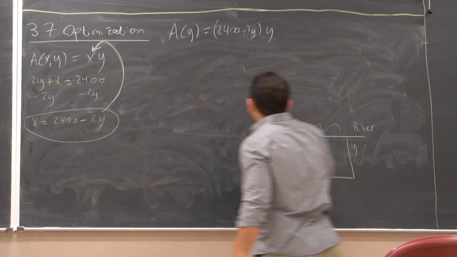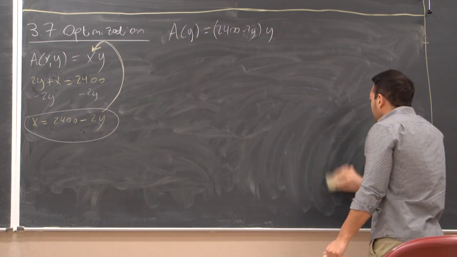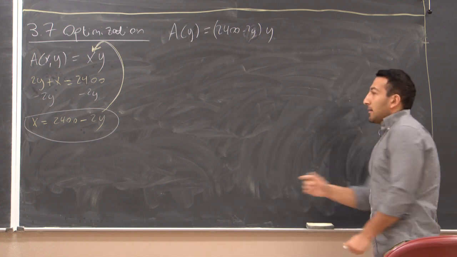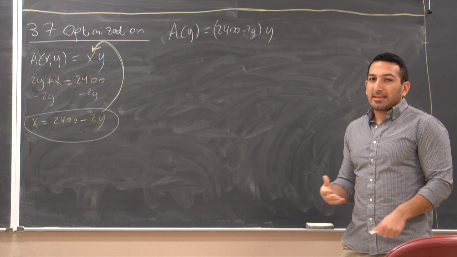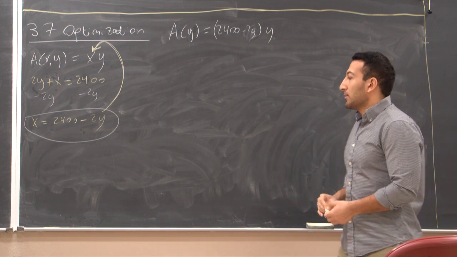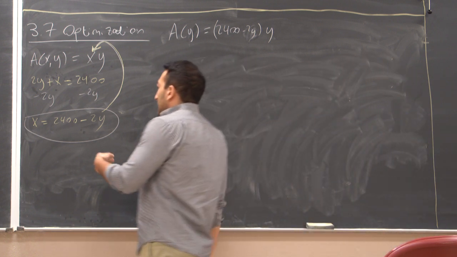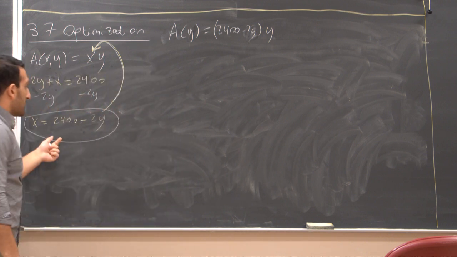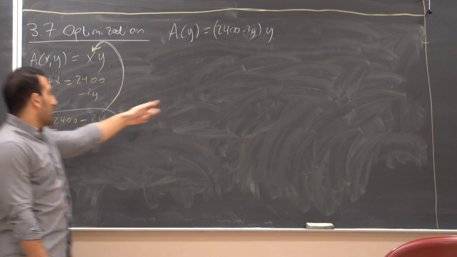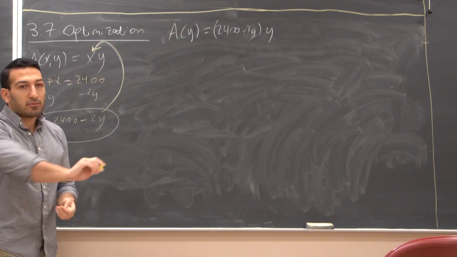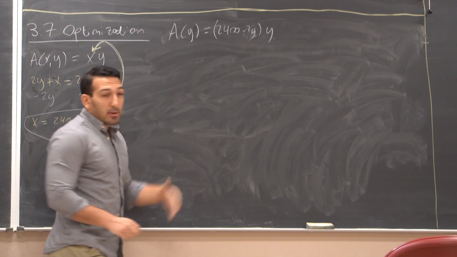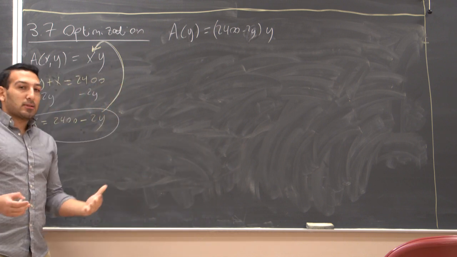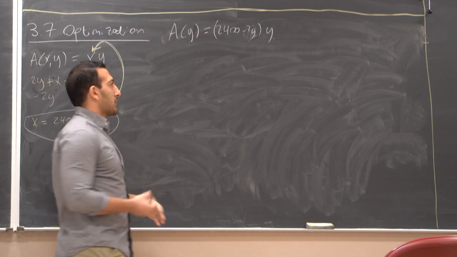And now we're in business because our function is in terms of one variable, and this is kind of the thing that's going to happen a lot with optimization problems: you'll use one piece of information to reduce your equation of two variables into just a function of one variable. Okay, so now we maximize this the same way that we normally maximize functions. We take the derivative, find the critical number, and proceed.